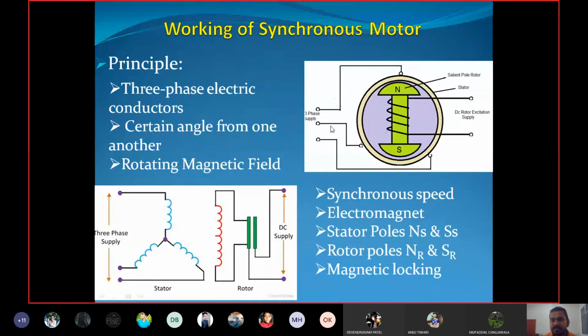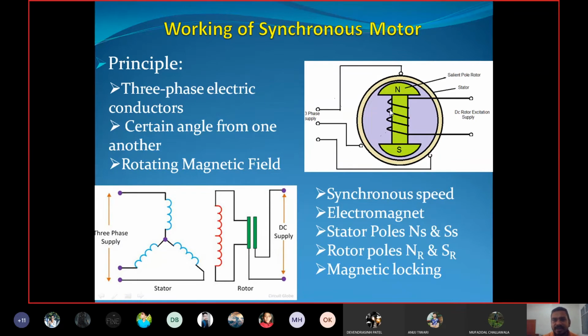When three-phase supply is given to the three-phase stator winding, a rotating magnetic field is produced, which rotates at a synchronous speed. Now we assume that when three-phase supply is given, stator poles are produced. So this is the north pole of stator and this pole becomes the south pole of stator. Understood? Now what happens? These stator poles also rotate at a synchronous speed. Now this is the rotor, or we can say the electromagnet.